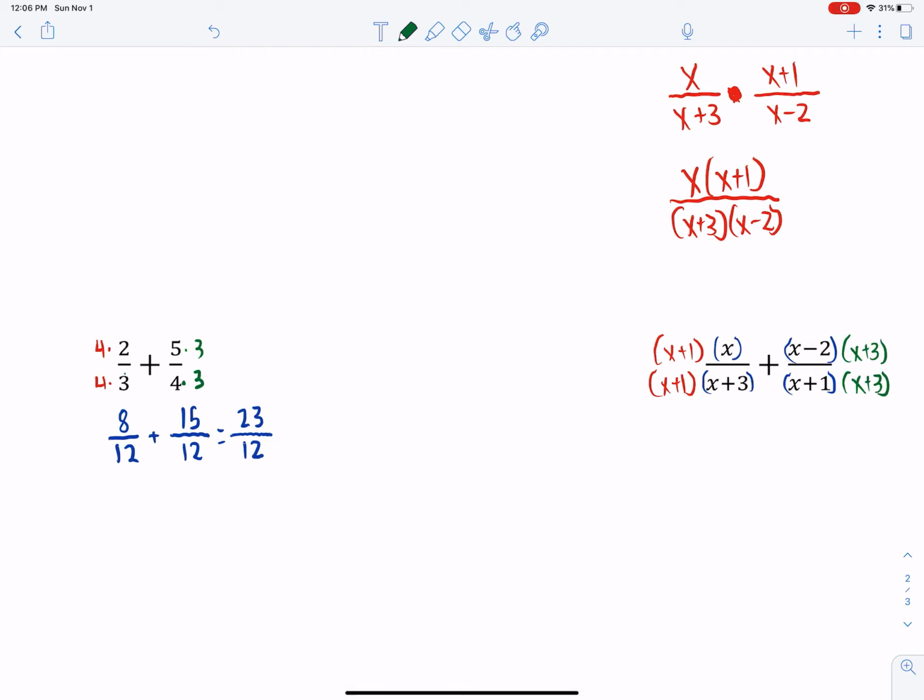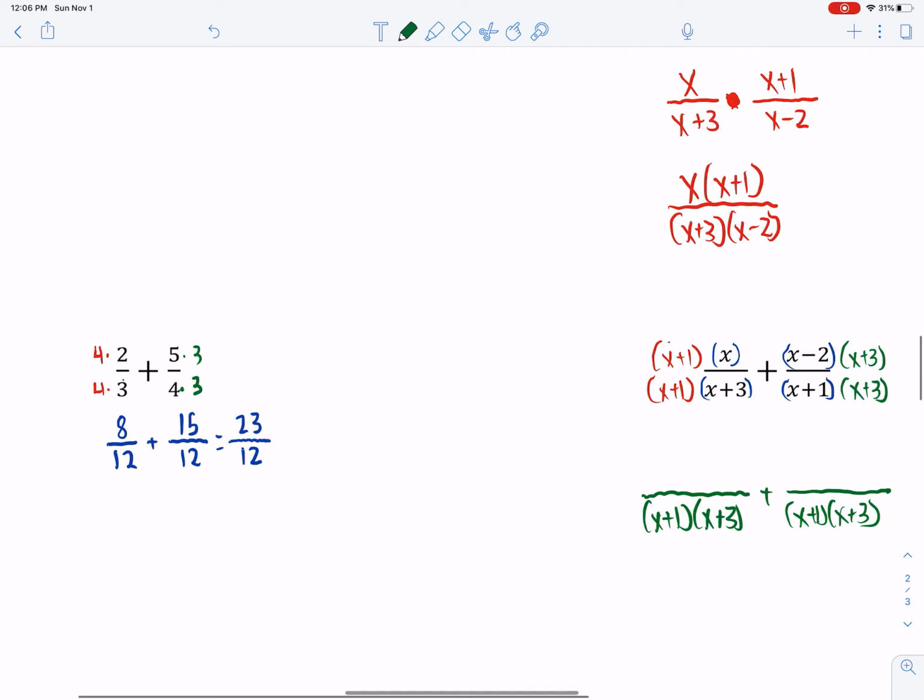So when we do that for both fractions, our denominator now is going to be x plus 1 times x plus 3. We've got our common denominator now. And it's on the bottom part, leave it separate. Don't multiply them. Just leave it like that. That makes the later steps a whole lot easier. But the top parts, you do want to go ahead and multiply.